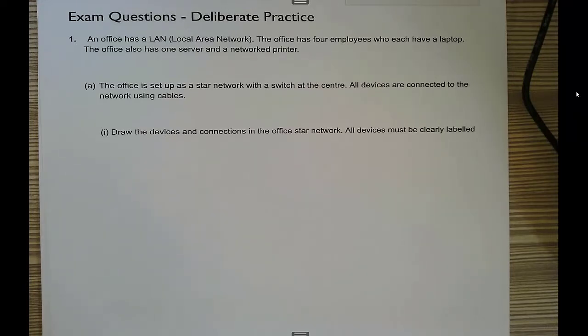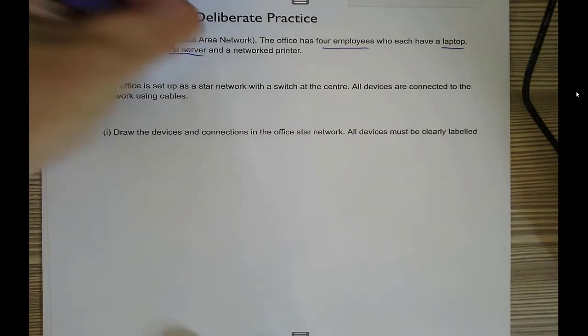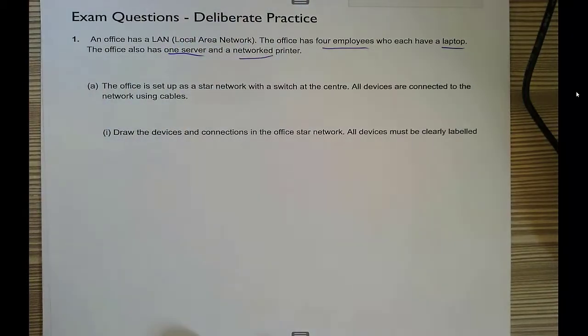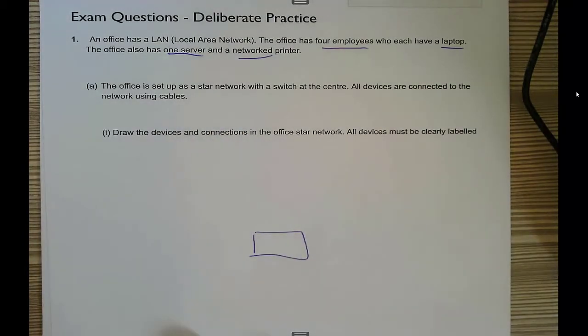So we've got an office has a LAN. The office has 4 employees which each have a laptop. So 4 employees is important and they've each got a laptop. The office also has 1 server and a networked printer. The office is set up as a star network with a switch at the center. So all the devices are connected to the network using cables. Draw the devices and connections in the office star network. All devices must be clearly labeled.